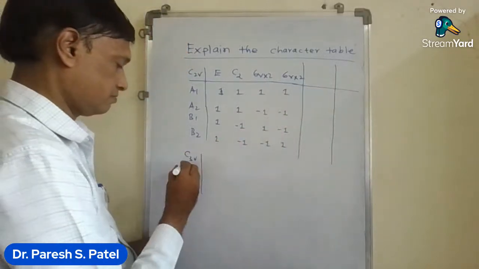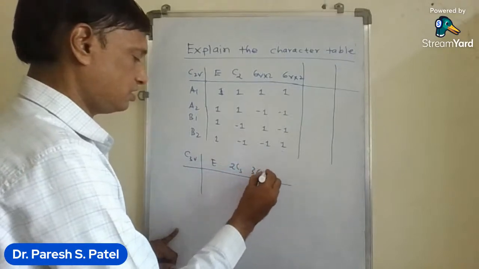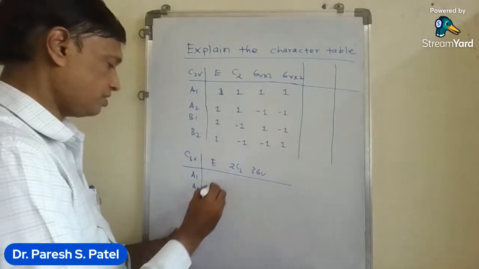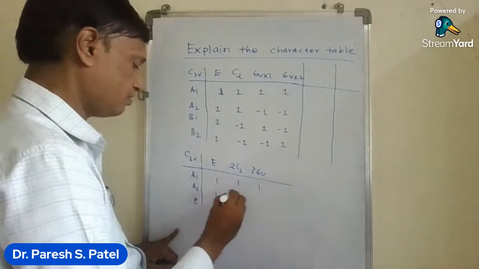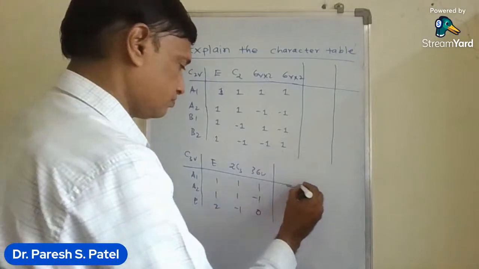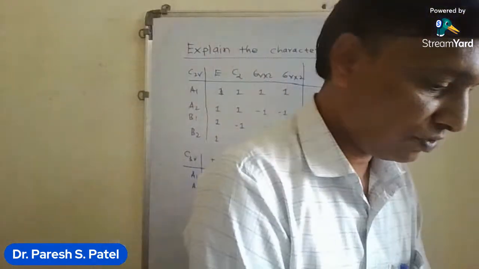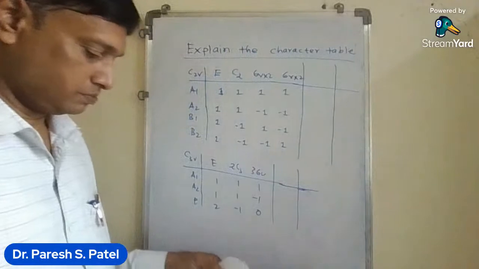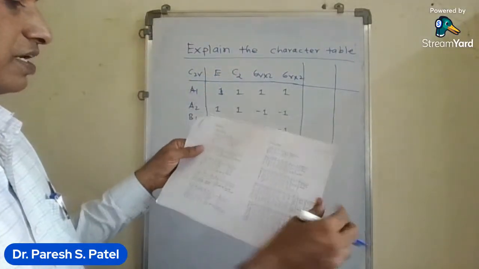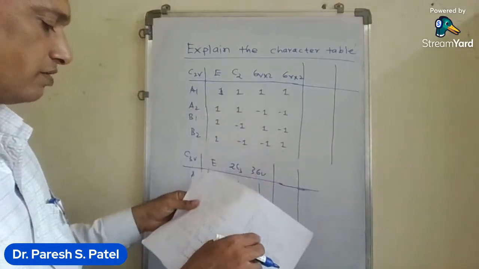C3v: E, 2C3, 3 sigma v. A1: 1, 1, 1. A2: 1, 1, -1. E: 2, -1, 0. Now with the help of this character table, we can write down the values of area number 4 and area number 5.